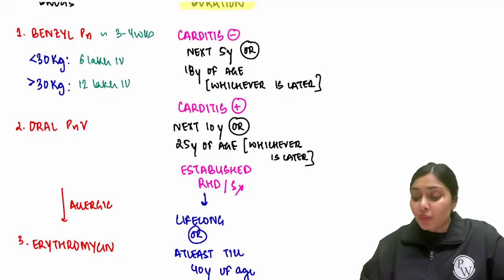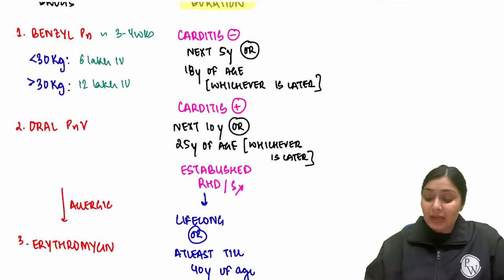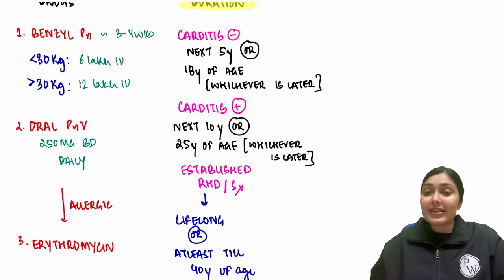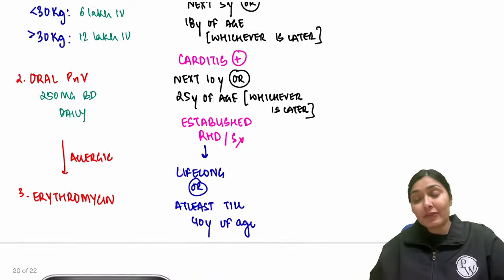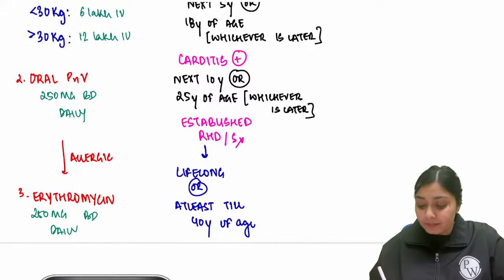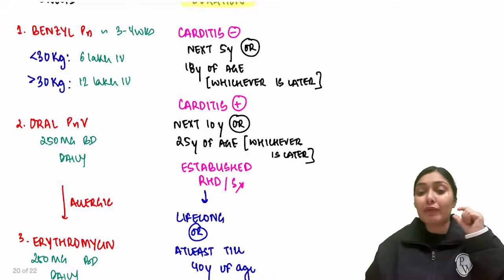If the child does not want injection, the child has to take oral drug, penicillin V. What is the dose for prevention? 250 mg twice a day, daily. This the child has to take daily. Again, if the child is allergic to penicillin, the second alternative we have is erythromycin. The same dose is there, 250 mg BD daily. Right?